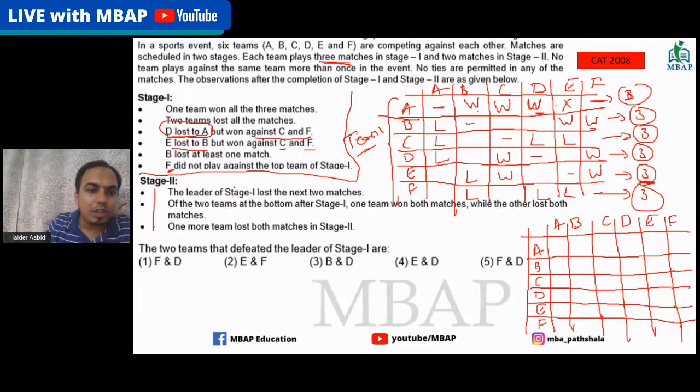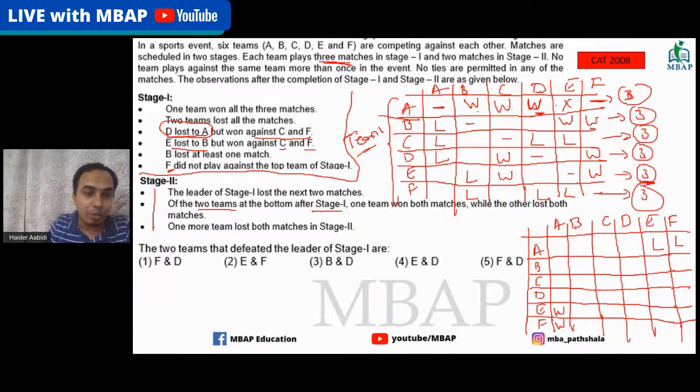So the leader of stage 1 lost the next 2 matches. That means A was going to lose the next 2 matches, which are against E and F. We know that, because A was the topper, or rather the leader of stage 1. So A is going to lose this match. A is going to lose this match. That means E against A is going to win this. F against A is going to win this.